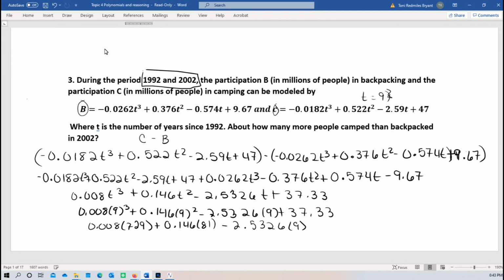But these numbers are in millions, so remember that. All right, and after you do all that math, you should get 36.844 million people more camped than backpacked. All right, so keep doing these. If you have any questions, let me know, and I will see you in the classroom.